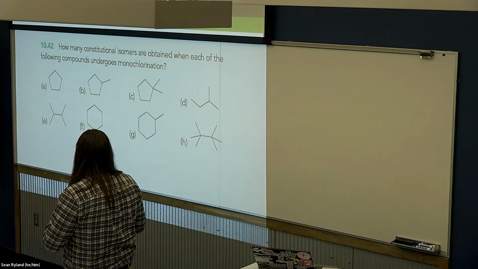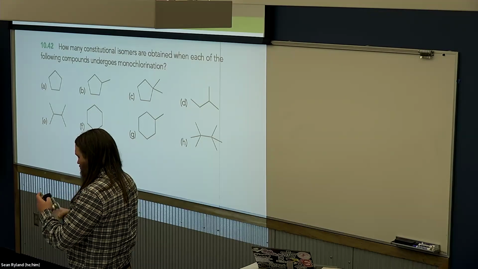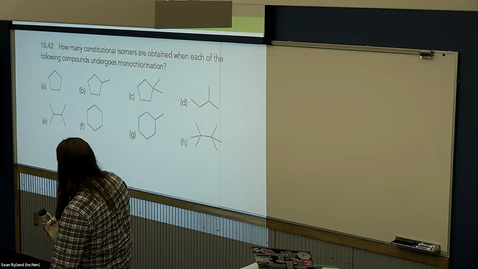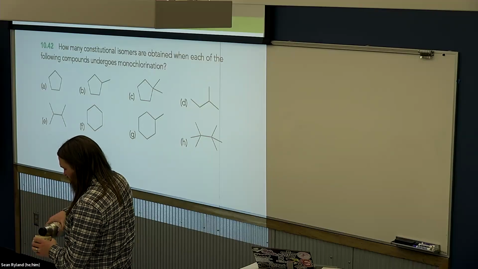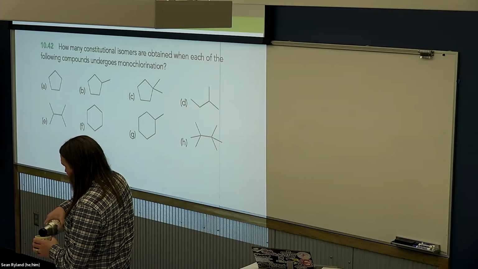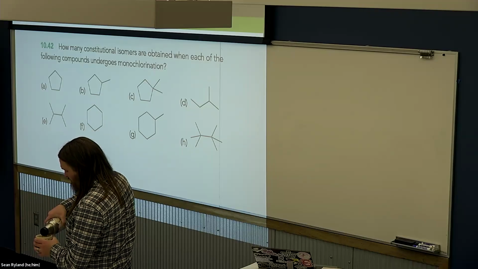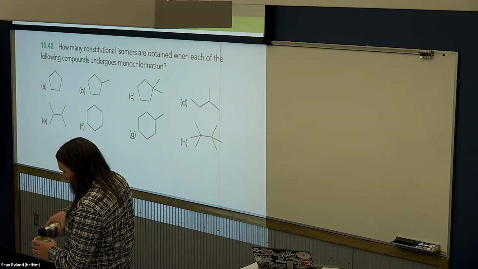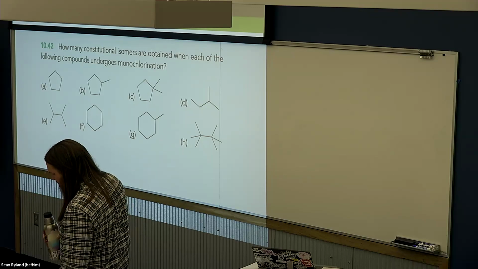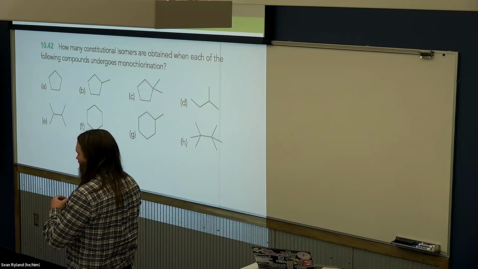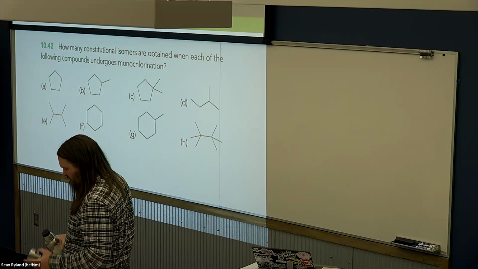So let's start with this. If you chlorinate each of these once, remember chlorination is our one where we can get all possible products. How many possible products for each of these molecules, if we're going to pull a hydrogen off and chlorinate each of them once?